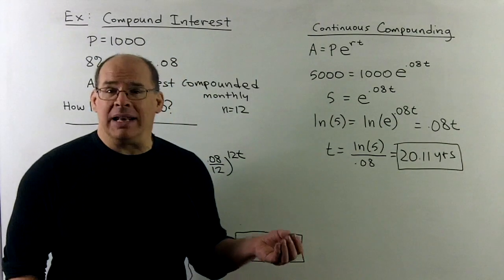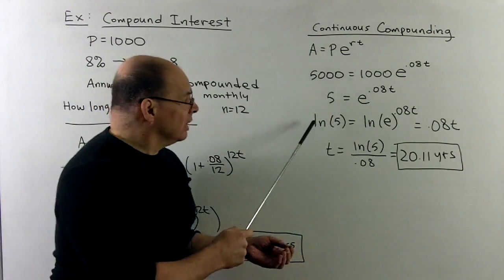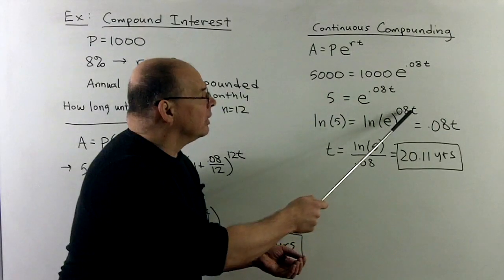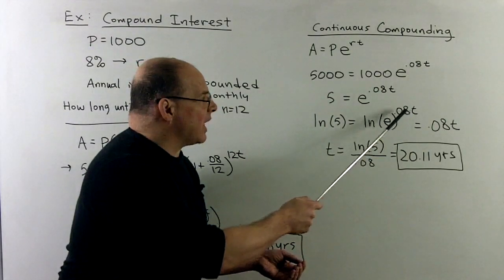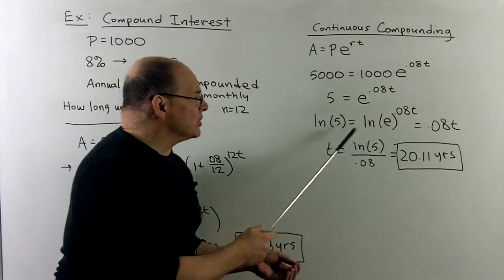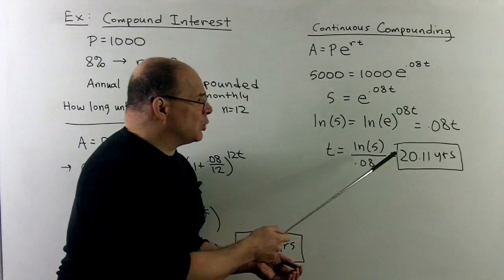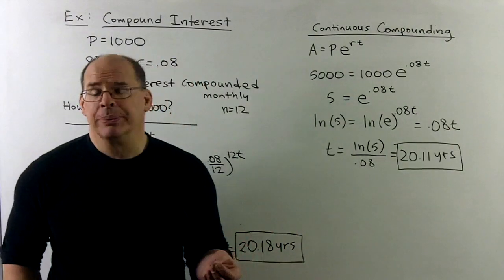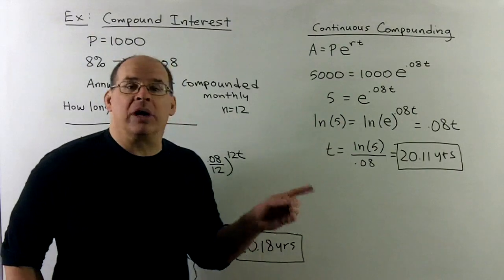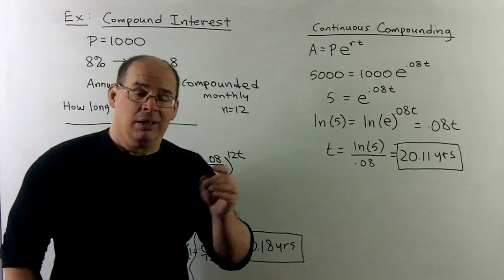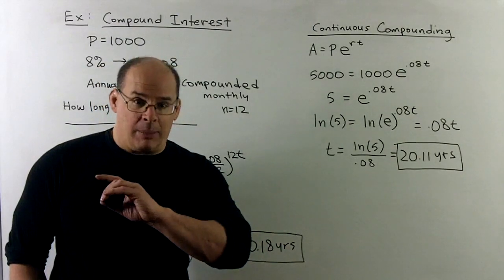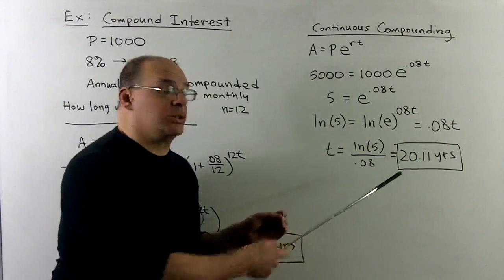Again, I'll just apply natural log to both sides. Natural log of 5 equals natural log of e to the 0.08t. That's inside the parentheses, so that comes down. And I'll just divide by 0.08 on both sides. That's going to give me 20.11 years. So we note, if we use continuous compounding, we're going to get to the $5,000 slightly quicker than we would with the monthly compounding, but it's still going to be roughly 20 years.